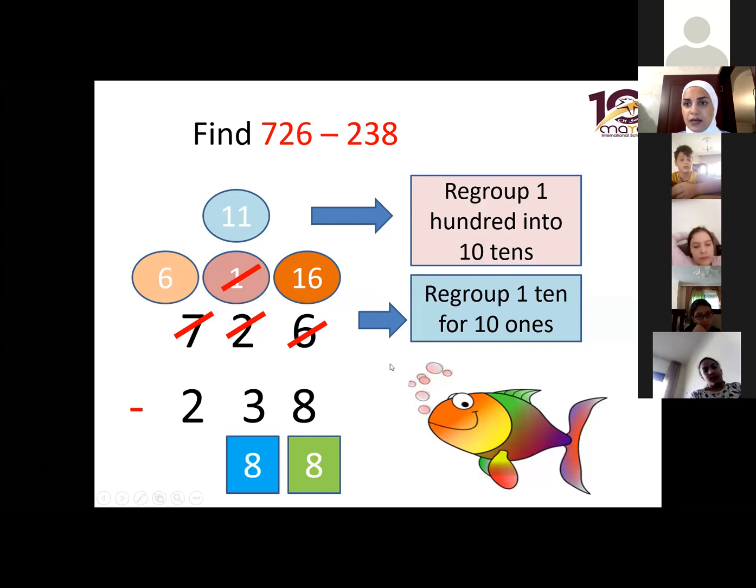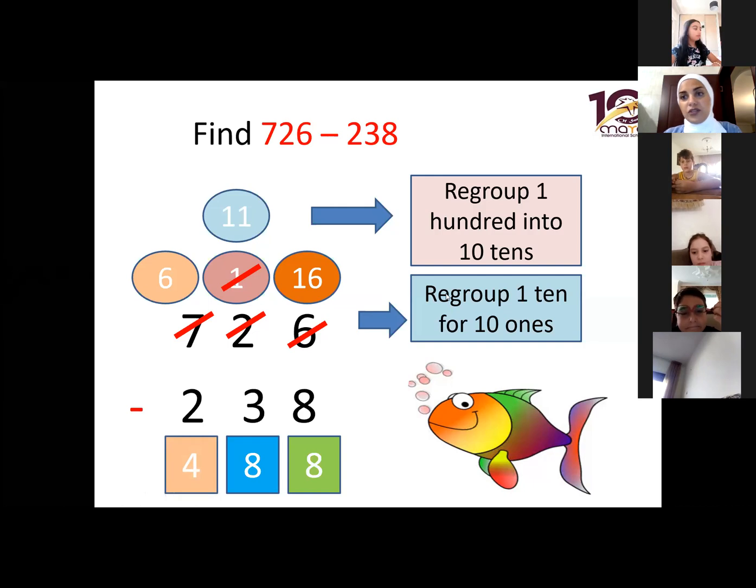Mira, can you do the last one for me, the hundreds? 6 minus 2 is 4. Good job, Mira. Now you can read the whole number. What do we get? 488. Thank you very much, Mira.